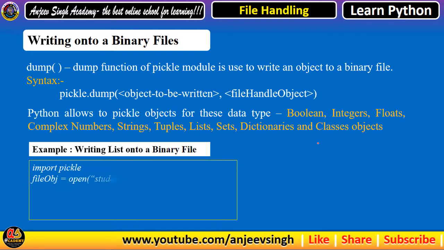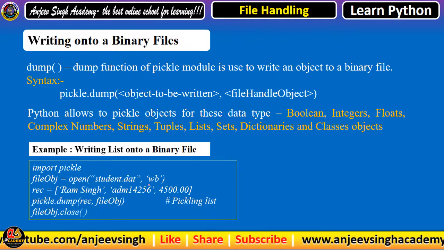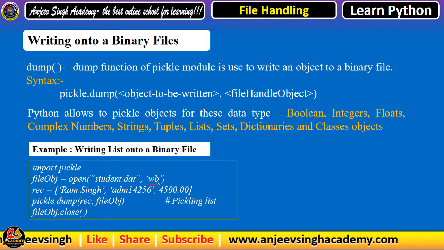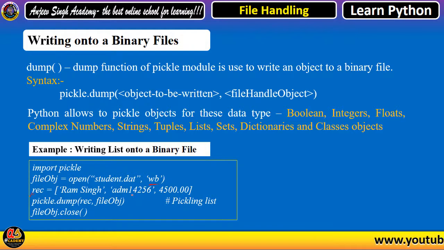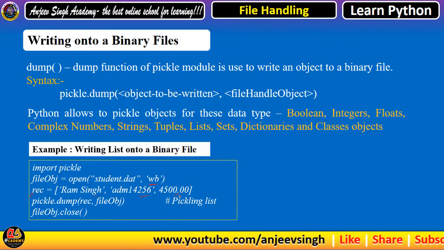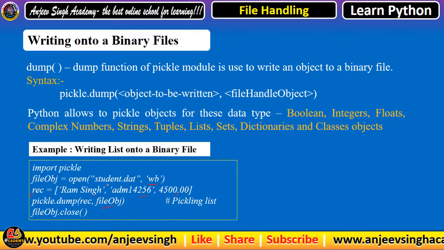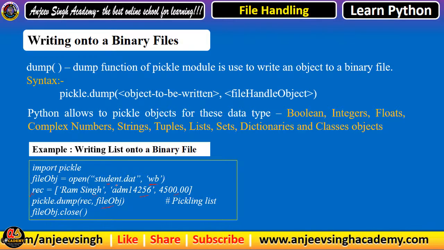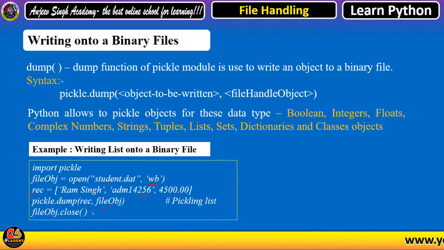So look at the example. I'm giving one example here. Import pickle, file object, open student.dat, and this is the write binary mode. I'm opening the file for writing in binary mode. I have one list here, and I'm trying to write this list. This list has heterogeneous data: here is the name string, something is a character, and this is a float value. I'm going to write this record, this list, inside the file object, which refers to the student.dat file. And at last I closed the file. This way you can write in your file.